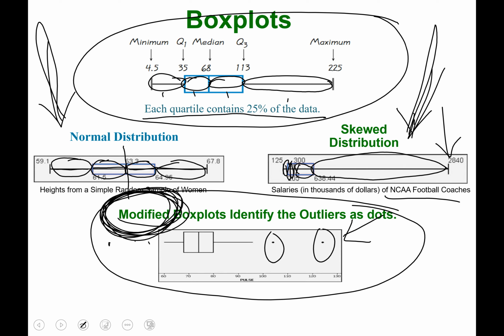So here we're talking pulse rates. Of this set of data, we had 2 outliers with very high pulse rates. Okay.